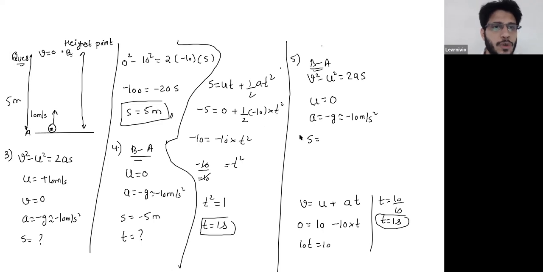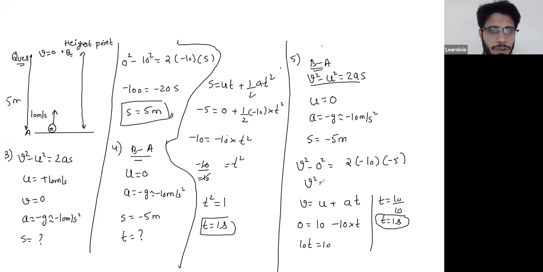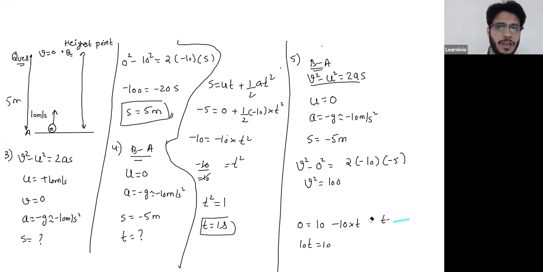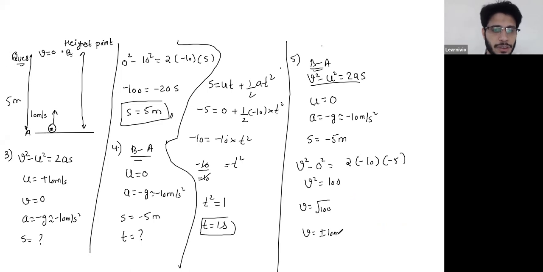The displacement from B to A is minus of 5 meters. If I substitute all these values in this equation, then v square minus 0 square is twice of acceleration, which is minus 10, multiplied by displacement, which is minus of 5. So v square is 100. And v comes out to be root over 100. So it's plus minus 10 meter per second.